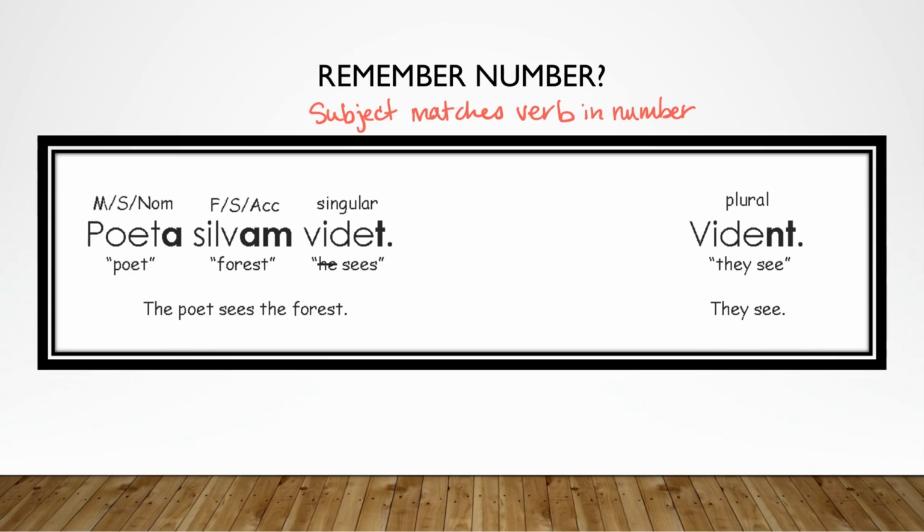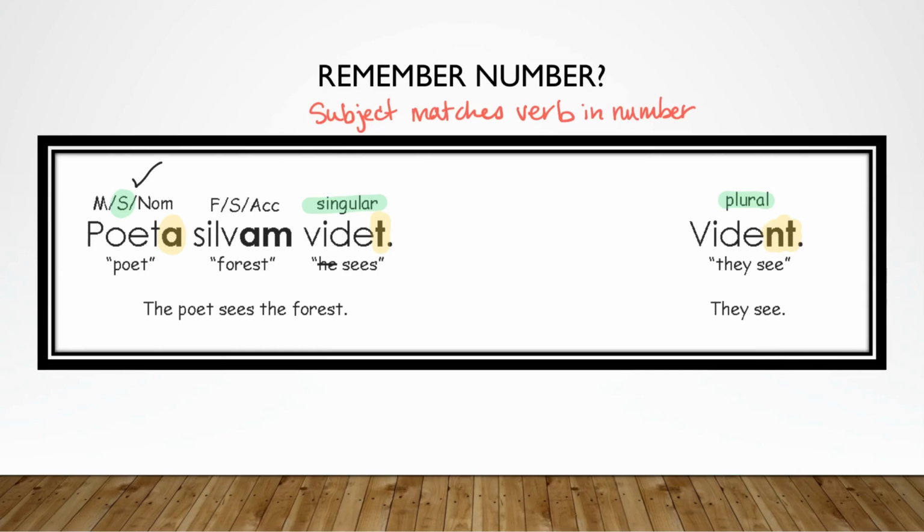As you can see, the ending on poetā is that A, which makes it a masculine singular nominative noun. Now if we look at the verb, we can see that it ends in a T, not an NT. Remember, the T means that it's singular. The NT means it's plural. So since it's a T, that means it's singular. And since the subject and the verb are both singular, that means that this sentence can work out and poetā is actually doing the action of the seeing. So the poet sees the forest.